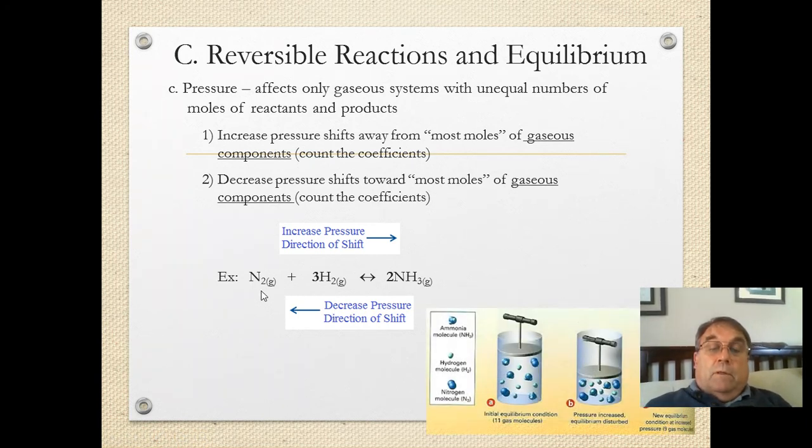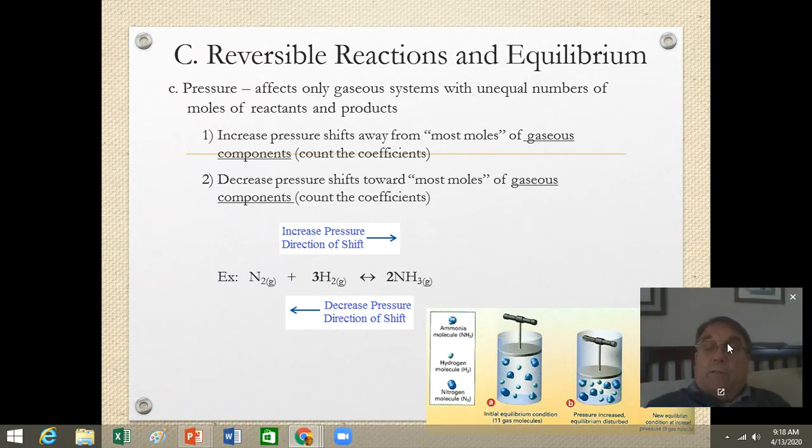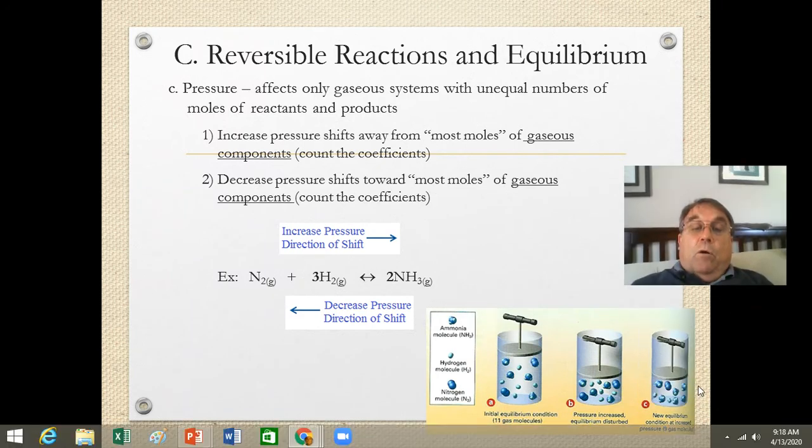Okay. So how can you increase the pressure on a gaseous system? Well, one way is to have it in a sealed container and then be able to affect the volume. So if you decrease the volume, what's going to happen to the pressure? You increase the pressure.